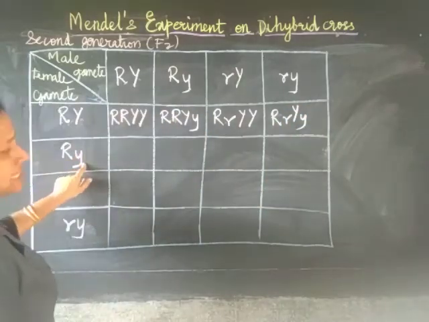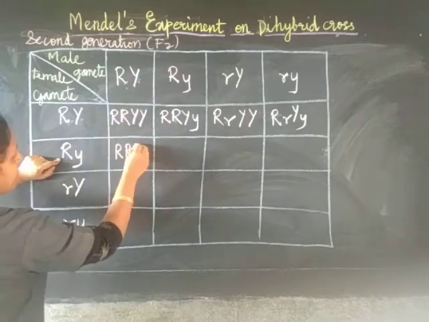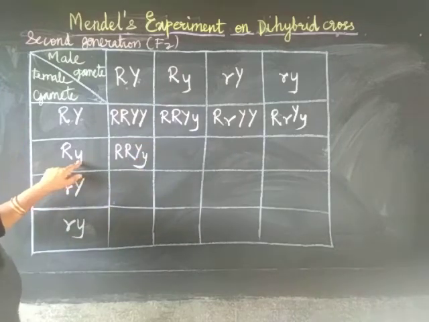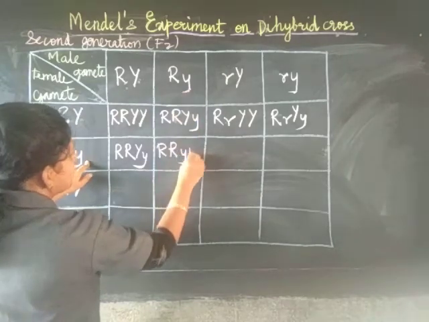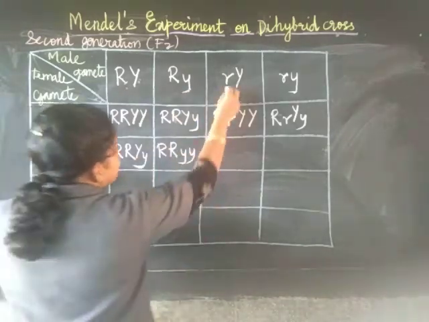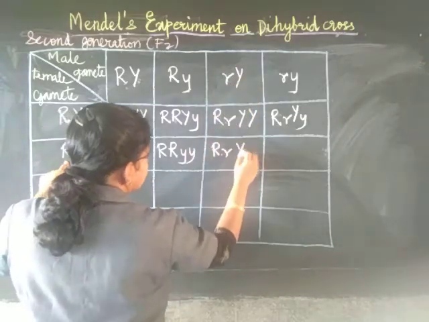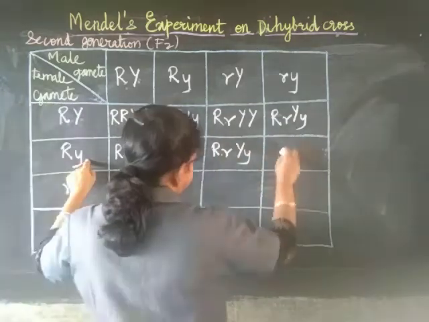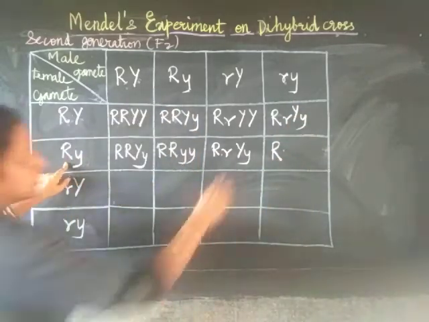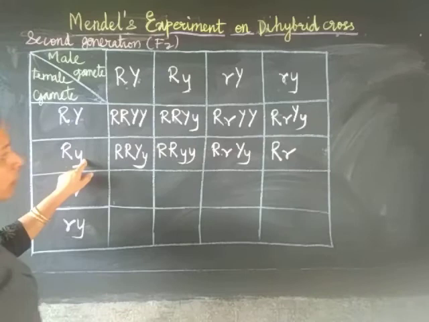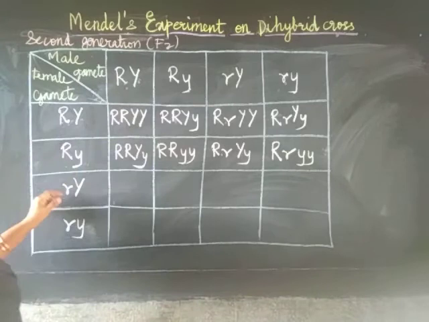Next we will go to this gamete now. Here capital R, capital Y, small y. Then capital R, small y. Then we have capital R, small r, capital Y, small y. Then we have capital R, small r, small y. Then we will go for this.